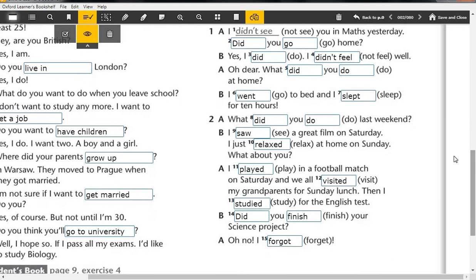2. What did you do last weekend? I saw a great film on Saturday. I just relaxed at home on Sunday. What about you? I played football in a football match on Saturday, and we all visited my grandparents for Sunday lunch. Then I studied for the English test. Did you finish your science project? Oh no, I forgot it. Okay, check them.